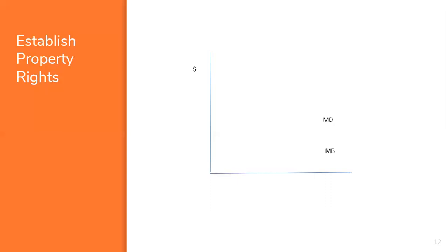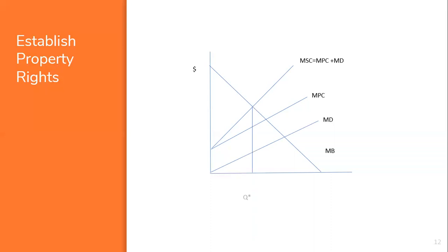Let's recall, this is the marginal benefit curve. This is your marginal private cost. This would be the marginal social cost, which is equal to marginal private cost plus marginal damage. This is again marginal damage. This is the socially desirable output, which we are denoting with Q star.